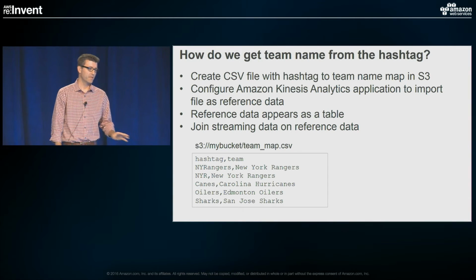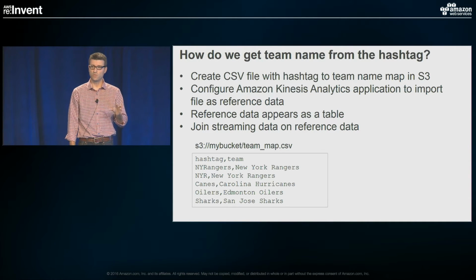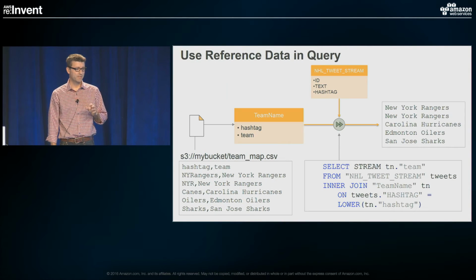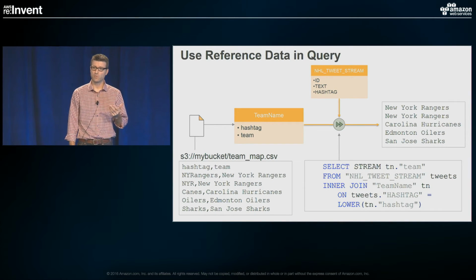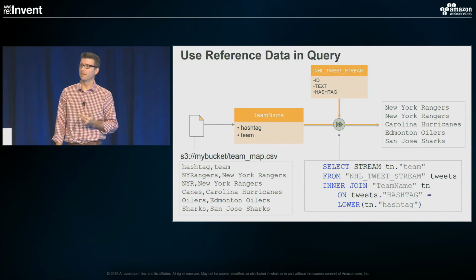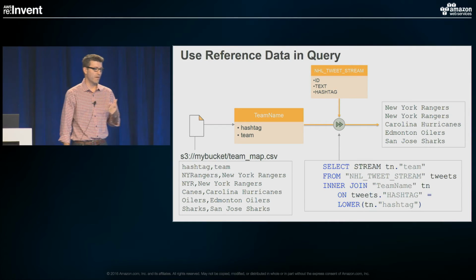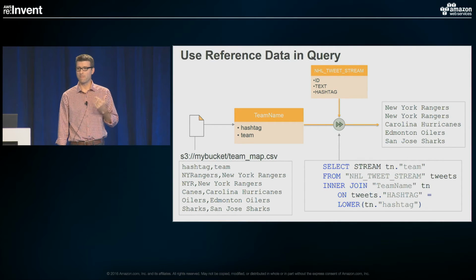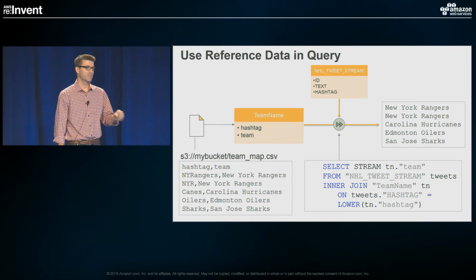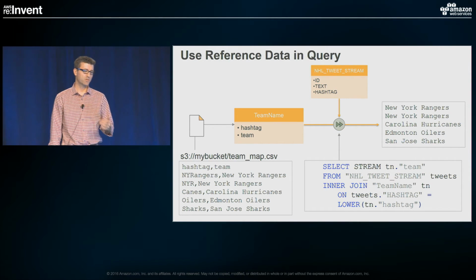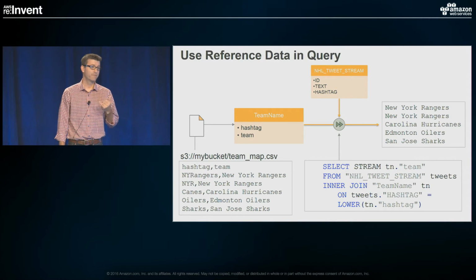So I created a CSV, stored it in S3, and configured Kinesis Analytics to use that as a reference data source. Then to get the team name, it's as simple as doing an inner join between my streaming data that contains the hashtag and the reference data, which contains the hashtag and also the full team name. On the left here, you'll see team name. That's a table that gets created in Kinesis Analytics once you tell it where the location of your static data is. Team name is a table that contains two columns, hashtag and team, and then the NHL tweet stream is the filtered data that has only the NHL-related tweets.